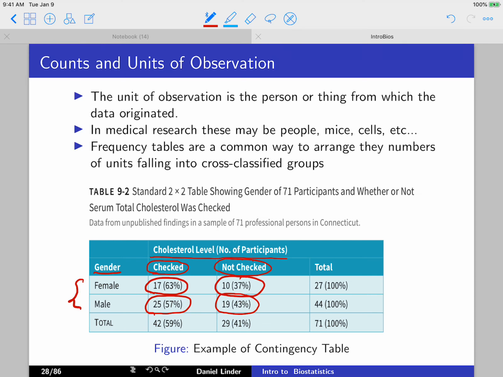So a perfectly natural question that one might want to know is, are there differences in the checking of cholesterol by male versus female? Okay, and we're going to look in chapter 11 in order to determine which method should we use in order to actually test and assess whether or not there's an association there.